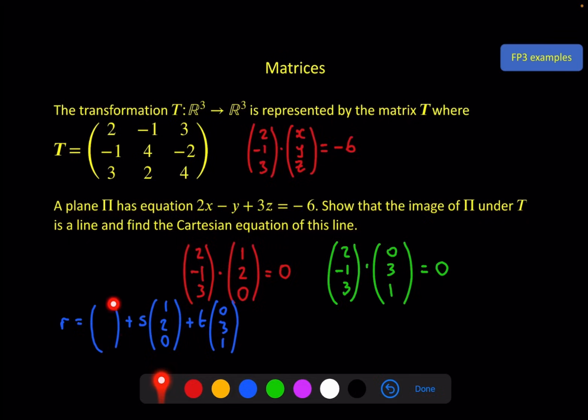And then all I need to do is find a point, and I can find a point by putting any x, y, z into this equation and satisfying the dot product equals minus 6. So let's say 2, minus 1, 3. To get minus 6 out of this, what I could do is put a minus 3 here, and then a 0 and a 0. And that will give me minus 6 as required. So this is a point on the plane.